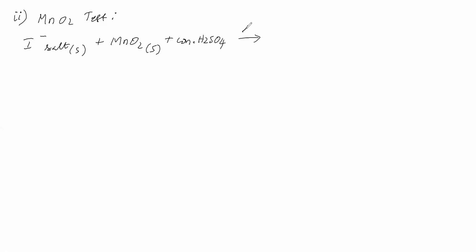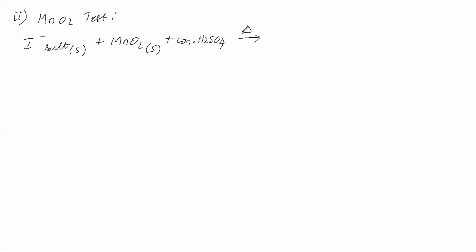Next is the MnO2 test. For this, take the iodide salt directly. To this, you are adding solid MnO2. Then you are adding concentrated sulfuric acid, and the contents are boiled. The contents are heated.